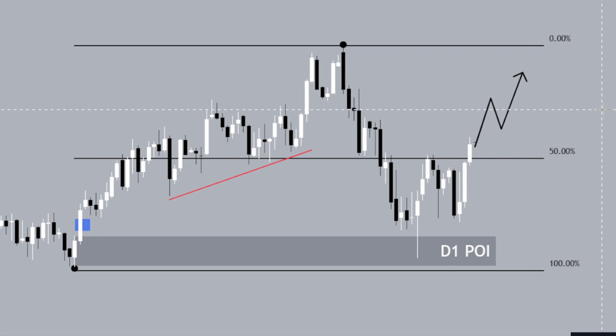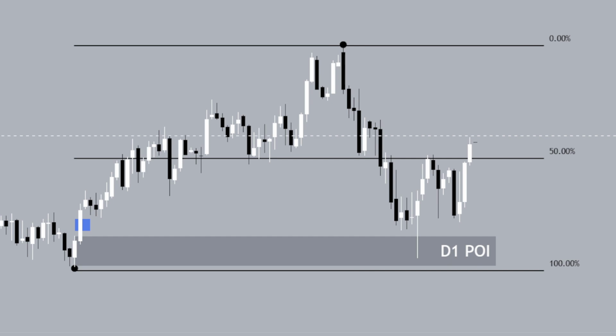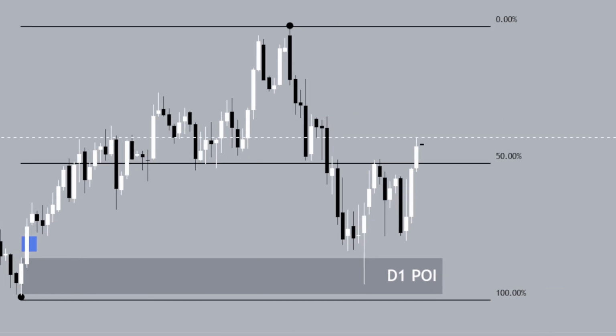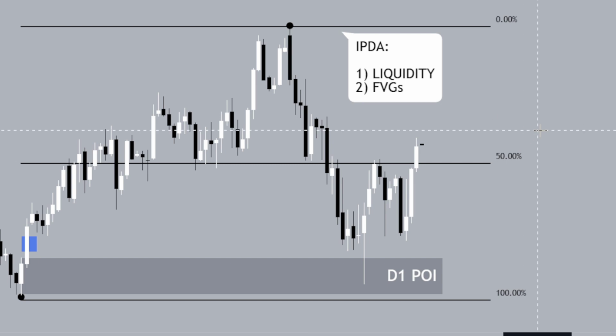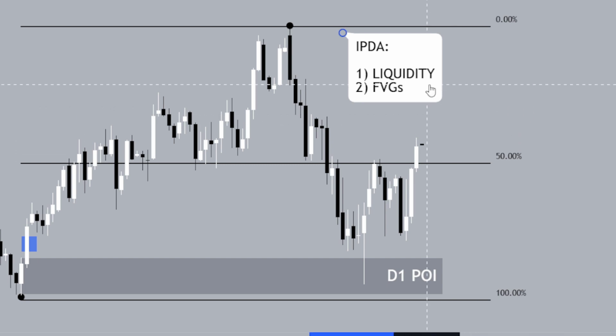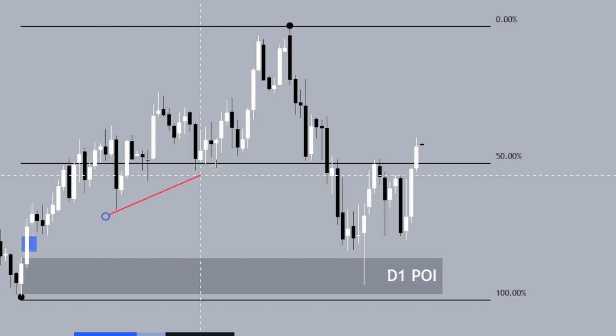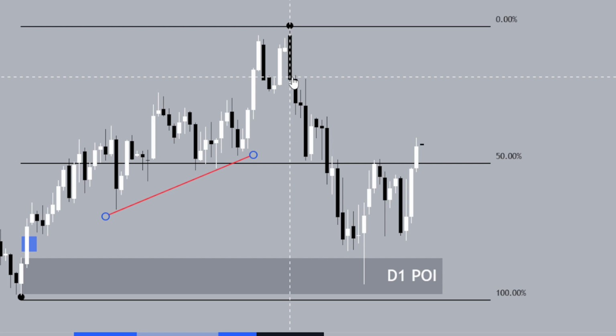So what gives us a conviction for higher prices, right? It all comes down to basically two things, only two things, right? What does the IPDA, or the interbank price delivery algorithm, seek in the first place? Well, it seeks two things, right? It seeks liquidity and it seeks inefficiencies or fair value gaps. So it's the same concepts, right? Once we've swept liquidity to the downside, once we swept this liquidity, we're going to be targeting the next liquidity pool and the next area of inefficiency.